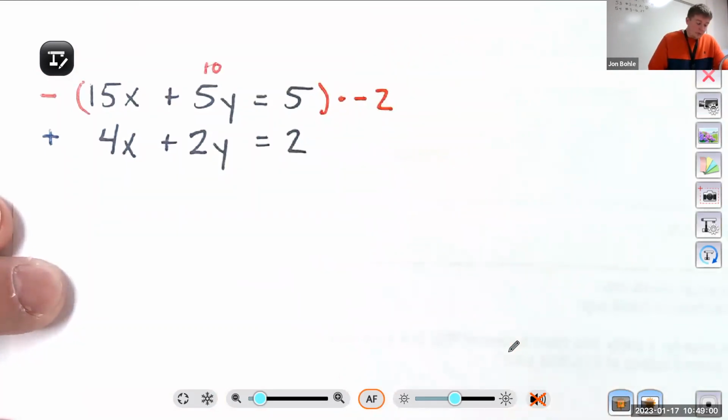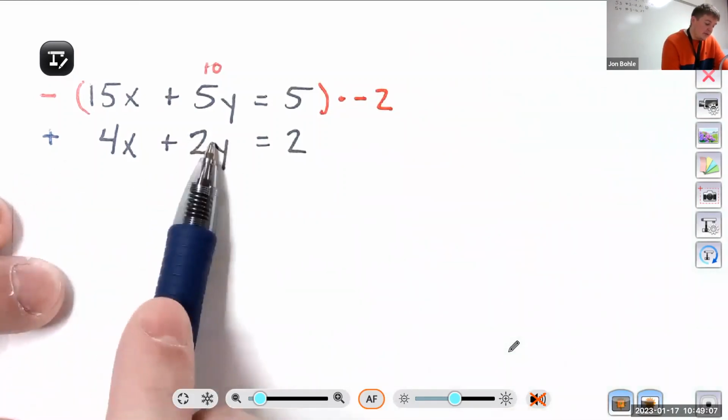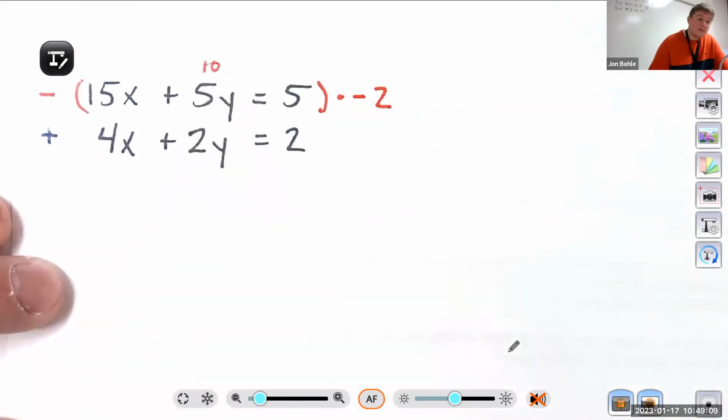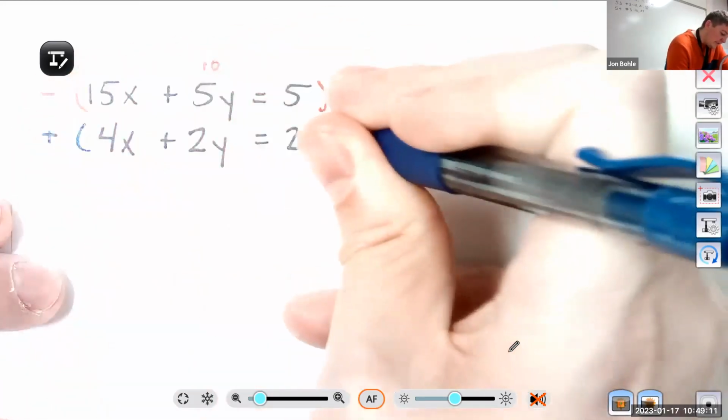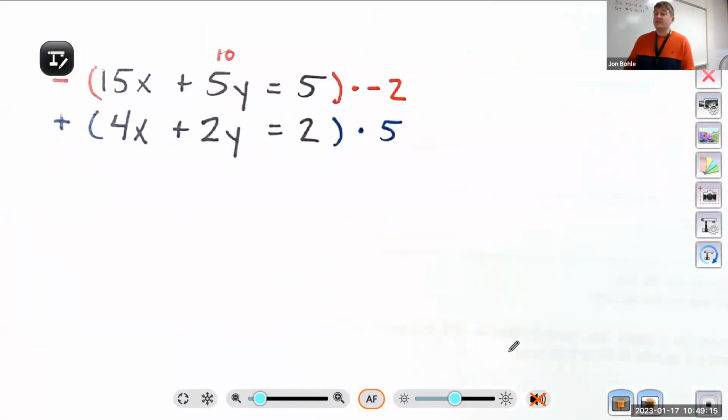All right, and the bottom one, we decided that one has to be positive 10. What do I have to multiply the positive 2 by to become positive 10? 5. Okay, so this is about as difficult as it gets, because everything after this part is the exact same. You'll have opposites, you add, and solve. Does anybody have any questions about what I have here in red and blue?